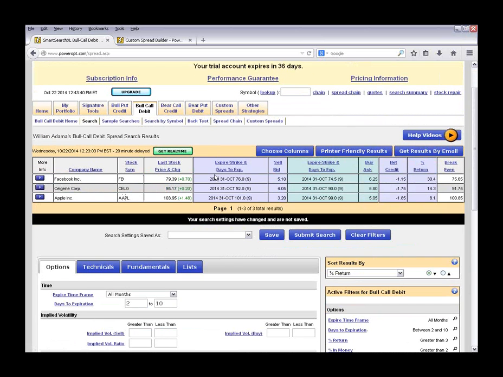Okay, so now we have our view here. We have Facebook position, Celgene, and Apple again. Well, we saw some other positions with Apple, and I'm going to look at the Celgene position real quick. And this is a weekly, October. So next week, October 31st, Happy Halloween expiration. And Celgene's at 95.17. We're looking at a 2-point spread.